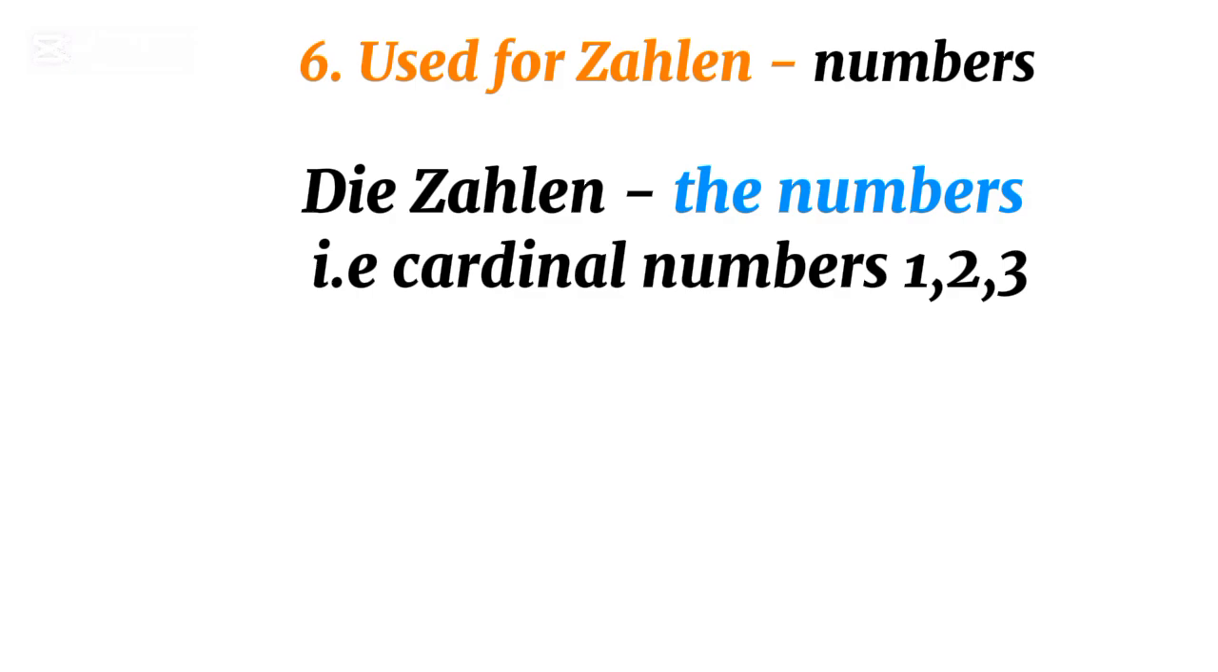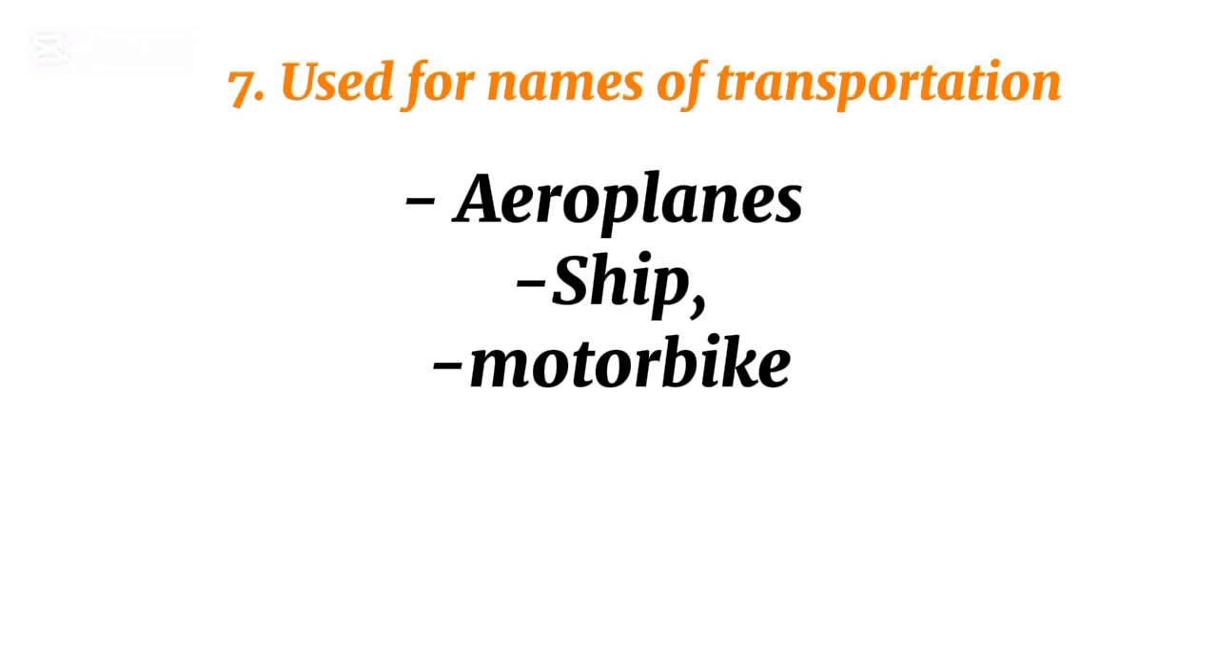Then we also have these aeroplanes, ships, motorbikes. Okay, the motorbike and the ships and the aeroplanes. So these are the examples of means of transport. They will always take a D article. Okay. Then from there we also have next rule.